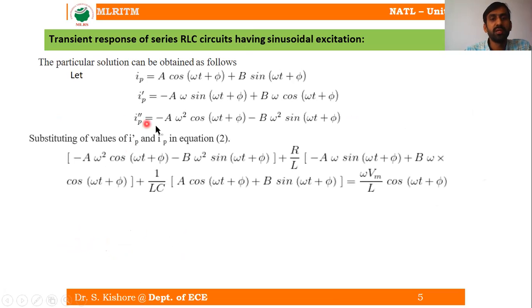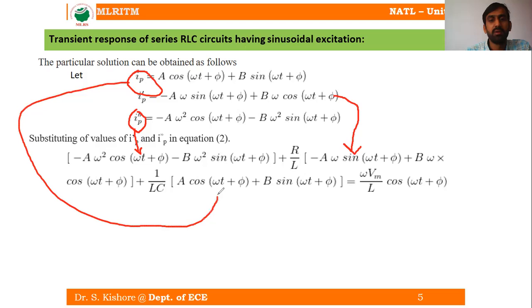So now substituting this, as it is the second order derivative, this omega square. The IP double dash, the second order derivative, is this, and this is the first order derivative, and this is your A cos omega t. So this is going to come over here. So the I value is as it is.